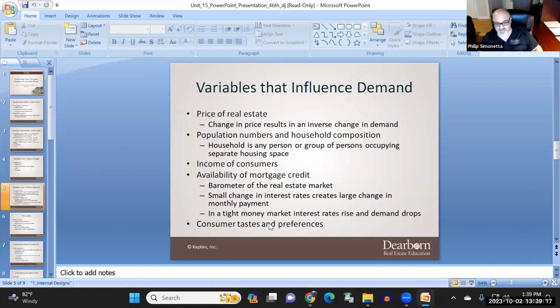And customers' taste and preferences. What if they don't like the style of those houses anymore? That's going to affect the demand, right?